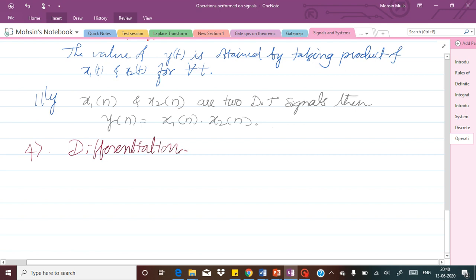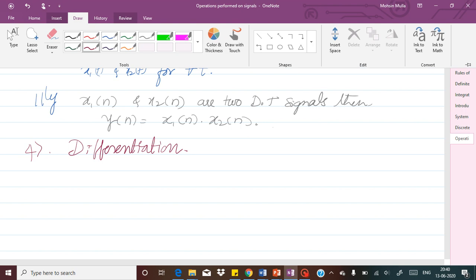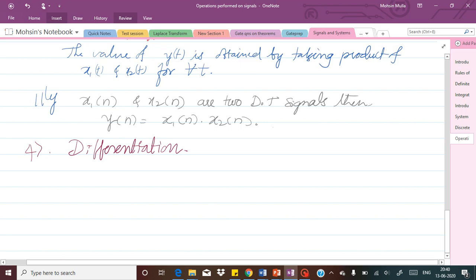So differentiation of the signal is also one of the operations here. Whatever expression will be given, sometimes we need to perform that differentiation. Therefore, for that particular case, let us understand this here.